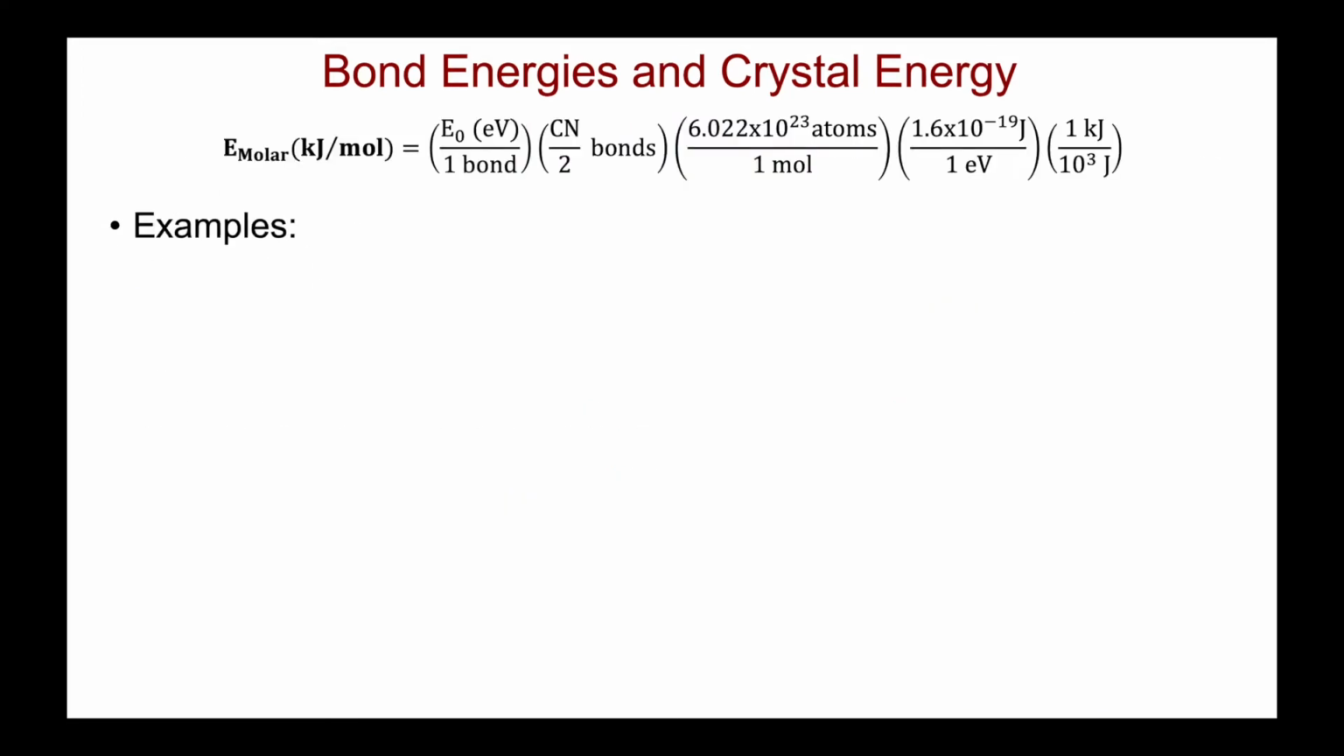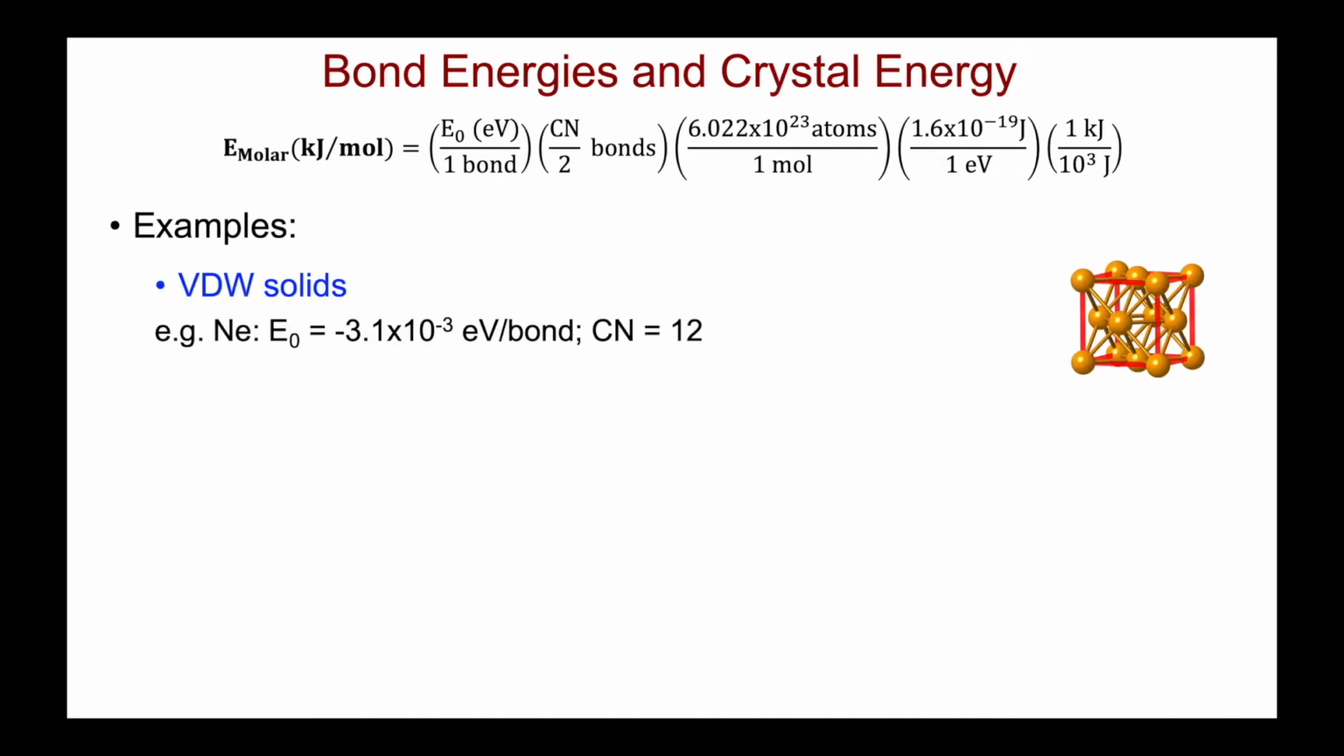Let's look at some examples using this equation. Let us look at a van der Waals solid, for example neon. The energy of a single bond pair, a neon-neon bond, it's very small, it's minus 3.1 times 10 to the minus 3 eV per bond. Neon solid forms a face-centered cubic, close-packed structure in which the coordination number of the neon atoms is 12. Just plugging this into this equation up here, then we will find the molar energy of neon is minus 1.8 kilojoules per mole.